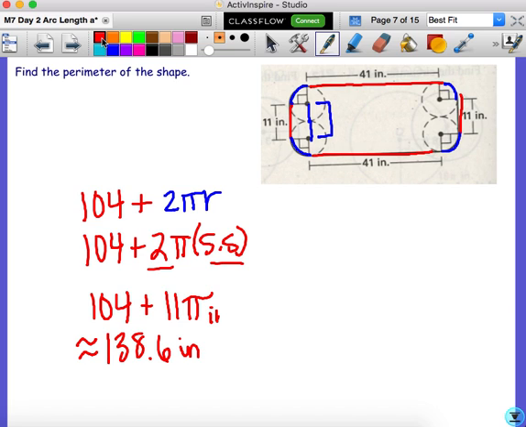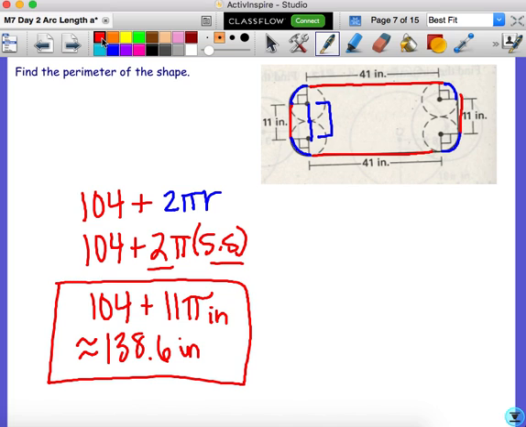inches long. You'll notice on the answer key for your homework, you're going to see some questions that look like this, meaning they have two answers. They have the in terms of pi answer and the rounded answer.